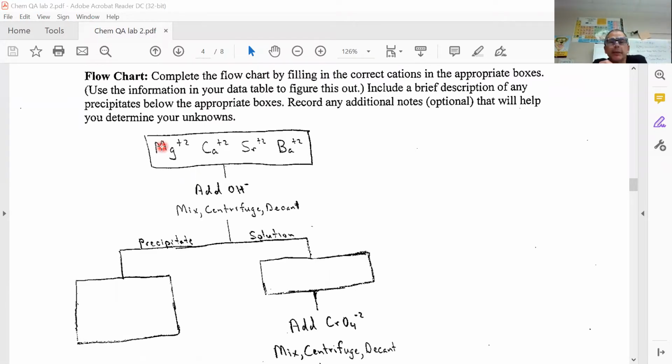There is magnesium, calcium, strontium, barium, or two of these ions, or three of these ions, or all four of these ions in there, at least one and up to four of these ions.